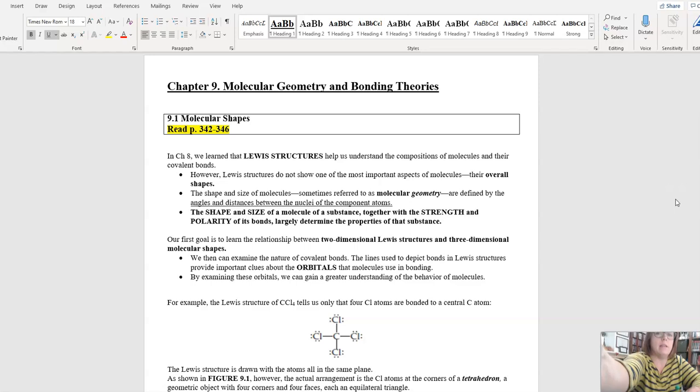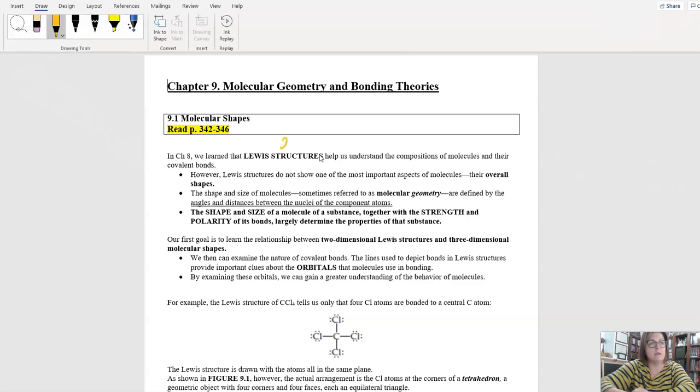Okay. And 9.1, very short. So we can understand the point of why we need to learn all these three-dimensional shapes and angles. In Chapter 8, we learned what's called Lewis structures. The problem is Lewis structures are two-dimensional, okay? It's not the proper shape. It's not the actual realistic shape or angle of that molecule. So Lewis structures do not show one of the most important aspects of the molecule, and that's its true shape.